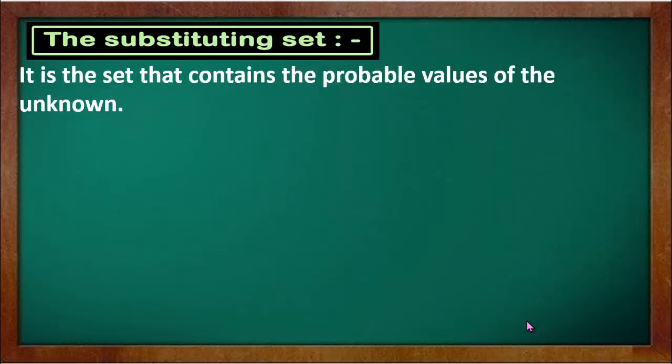We have something else here called the substituting set. What's a substituting set? It is the set that contains the probable values of the unknown. What does this mean? This means that this set contains values where maybe one of them is the right answer for my equation. Let's have an example to illustrate what the substituting set is.